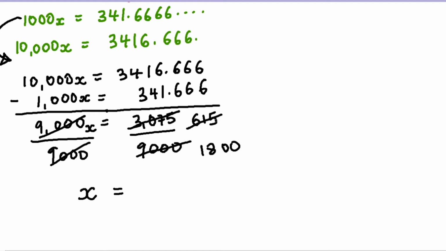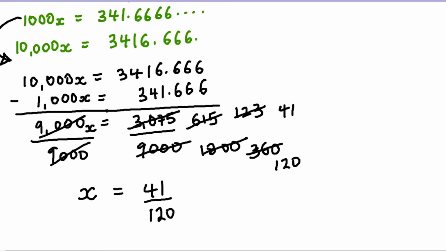Subtract, divide that by 5. It will give us 123 over 5. This is divisible by 3. Gives us 41. By 3 gives us 120. And like that, we have 41 over 120.